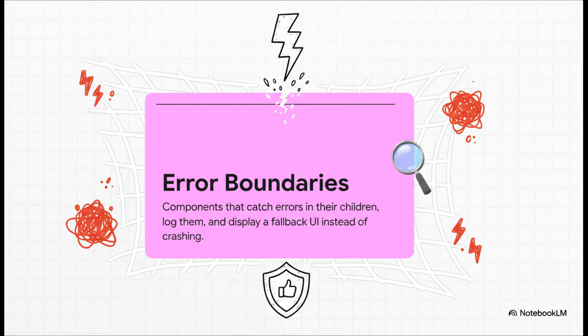But what about when things inevitably break? A single JavaScript error in one tiny component can crash your entire application. Not good. That's where error boundaries come in. Think of them as a safety net. You wrap a part of your app in one, and if anything inside it throws an error, the boundary catches it, shows a nice fallback message, and stops the whole app from going down. This is absolutely essential for any real-world application.